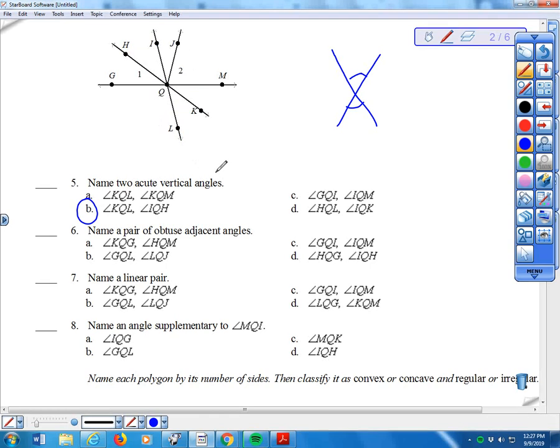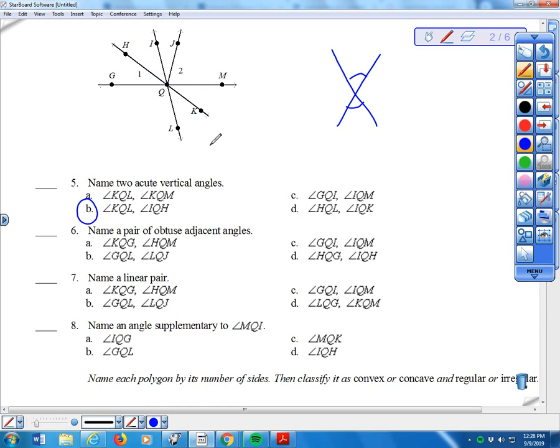Next one, a pair of obtuse adjacent. Well, obtuse means greater than 90, and adjacent means right next to each other. They share a side. That's what adjacent means. So let's go through. KQG is here. That's obtuse. HQM is here, but they don't share a side. So they're both obtuse, but they're not adjacent. So that's not right.